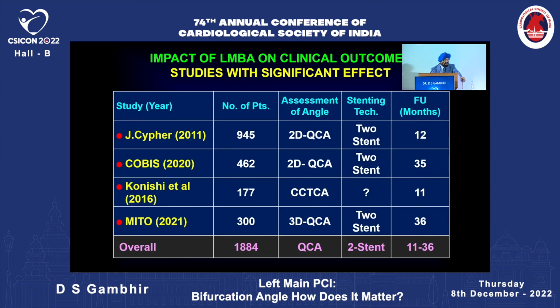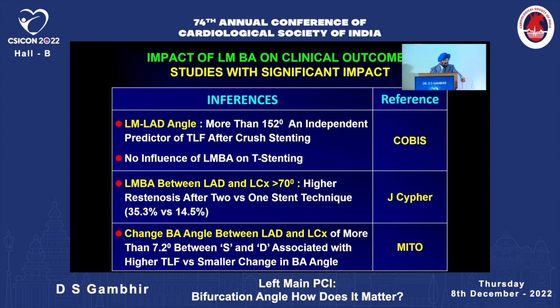Now, there are studies which have shown a significant effect. There are 4 studies, and overall these 4 studies have included almost about 1,900 patients. Assessment of the angle was done by QCA, either 2D or 3D QCA, and the stenting technique was the two-stent technique in most of these studies, and the follow-up ranged from 11 to 36 months.